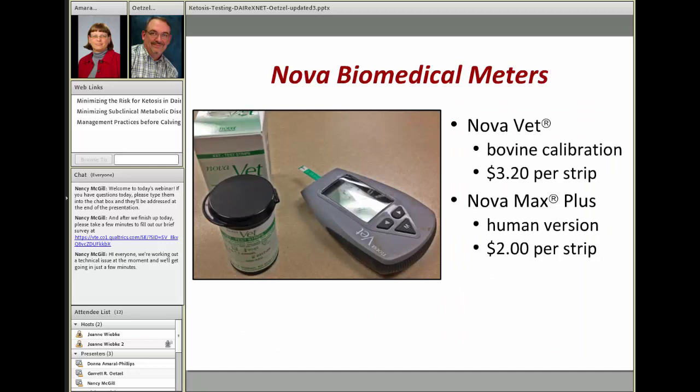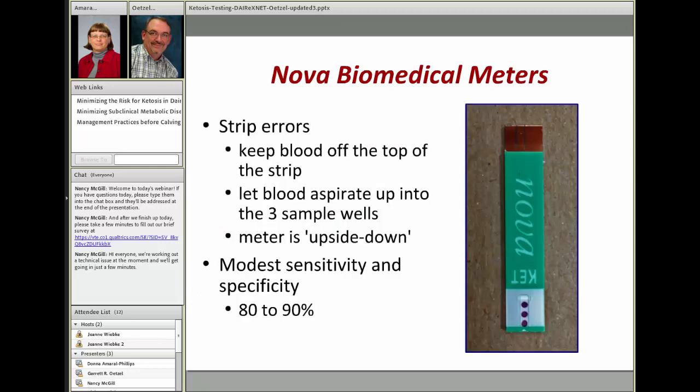So there's been thought that we really need something different. Several companies are stepping up. This is the only one I've seen clear data on so far is the Nova meters. So Nova Biomedical makes a Nova Vet, which is a specific bovine calibration. These are about $3.20 a strip. Nova Max is a human version. Interestingly, cheaper. Doesn't look like it works quite as well. So we're just going to talk about Nova Vet a little bit.